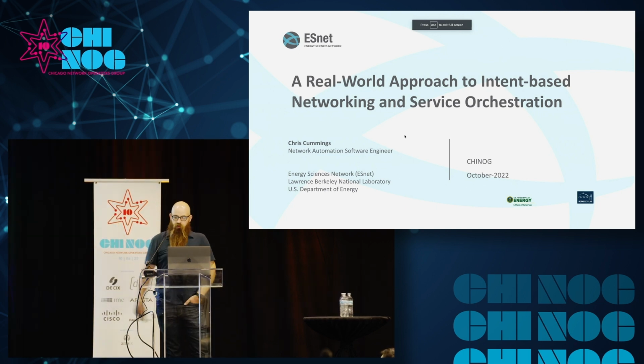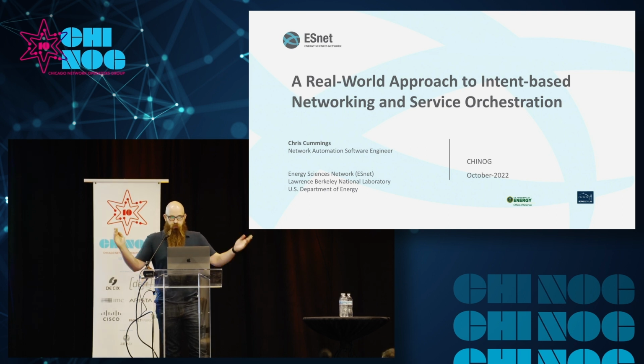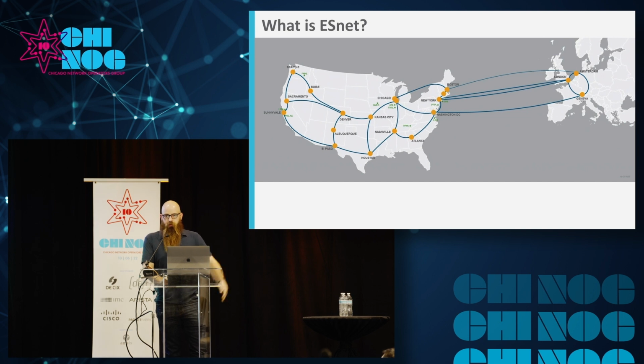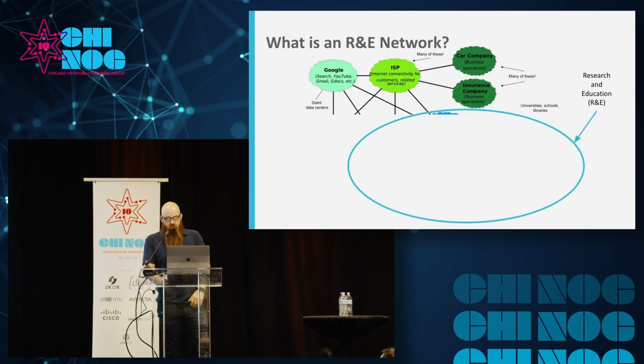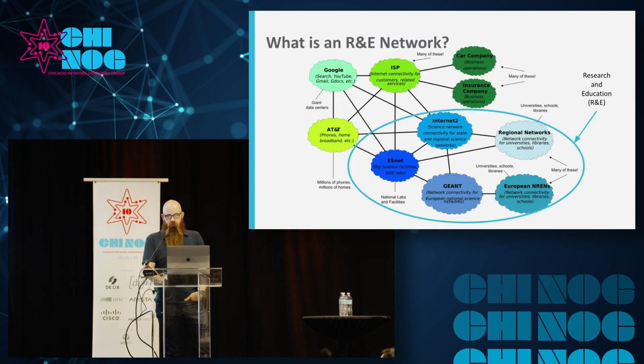Yeah, so Chris Cummings, network automation software engineer, Energy Sciences Network. It's part of Lawrence Berkeley National Lab, which is also part of the U.S. Department of Energy. So lots of government intermingling. Real quick, we run an ISP style network. It looks like an ISP network. It's got fiber, it's got routers, it's got all that stuff. But it's a little bit different than perhaps a traditional ISP like a lot of y'all work on.